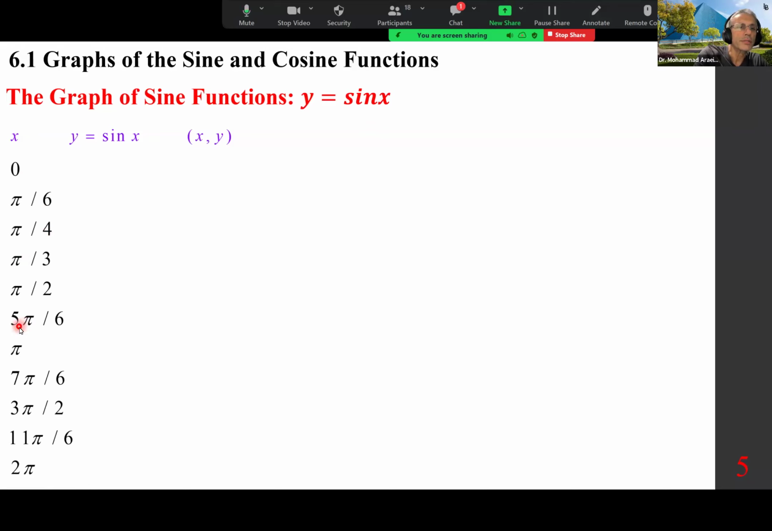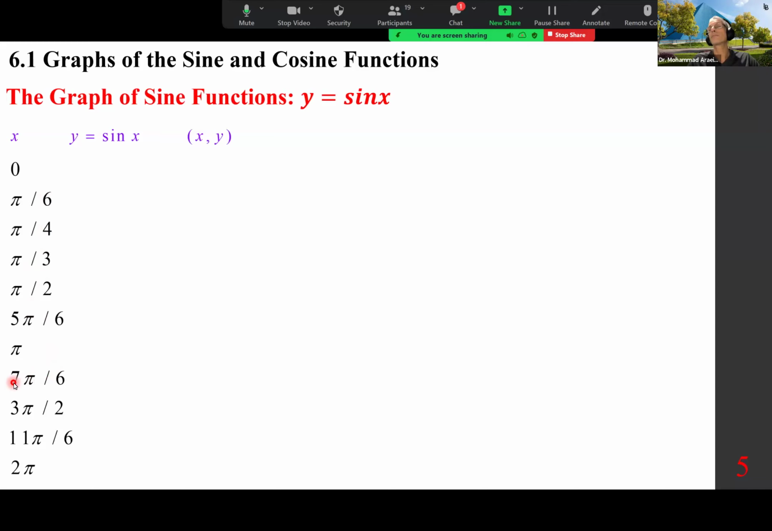Now 5 pi over 6. The reference arc is pi over 6. So it's the same as that. You have to figure out the sign. In the second quadrant, sine is positive. So that is also 1/2. Pi is 0. 7 pi over 6. Again, the same as pi over 6 as far as the reference arc goes. So it's the same value, 1/2.